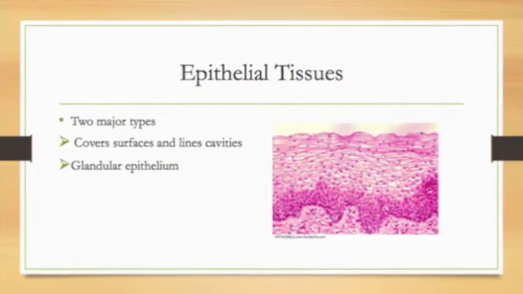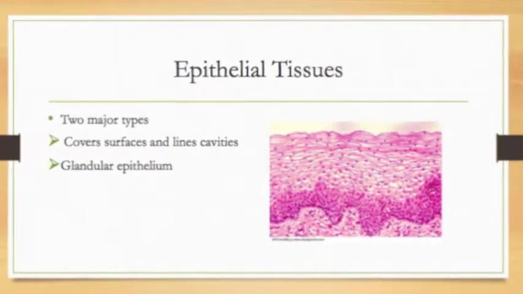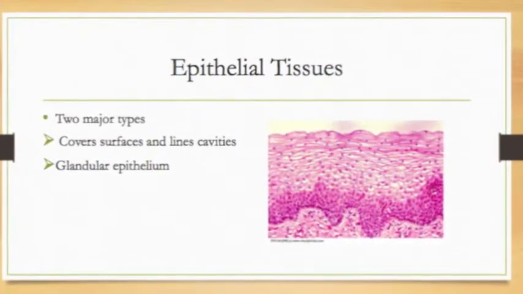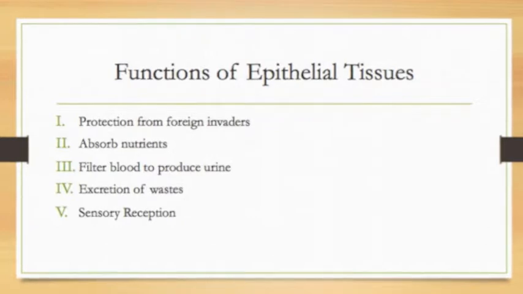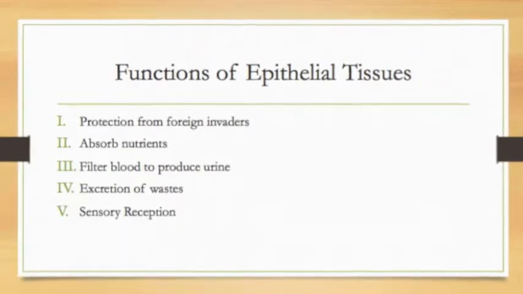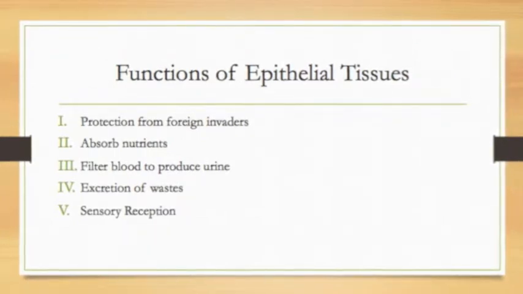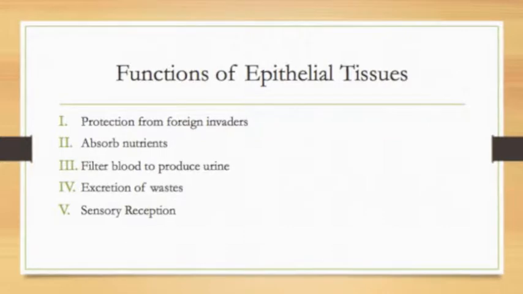There are two major types of epithelial tissues: cover surfaces and lines cavities, and glandular epithelium. Functions of epithelial tissues: it protects from foreign invaders, absorbs nutrients, filters blood to produce urine, excretion of waste, and sensory reception.